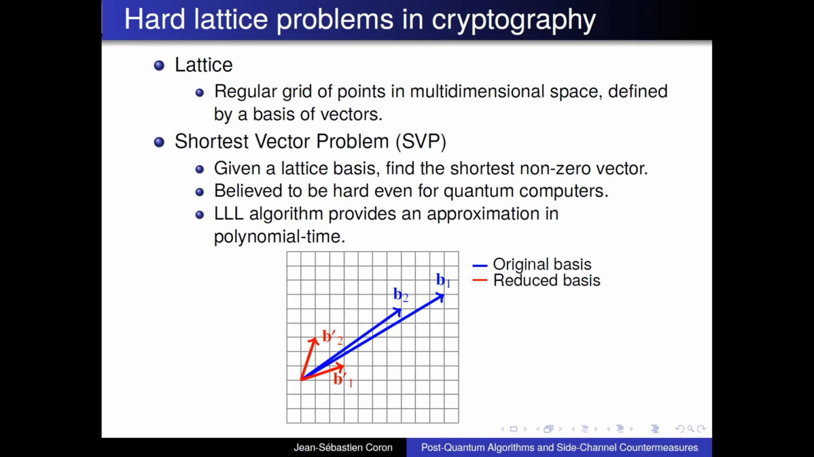the shortest non-zero vector in this lattice, and it is believed that this is hard even for a quantum computer. We don't know any efficient classical algorithm, and even with a quantum computer this remains hard. We know some approximate algorithms, the most famous one being the LLL algorithm, but it only provides an approximation in polynomial time. So you don't necessarily get the shortest vector, but only a reasonably short vector.